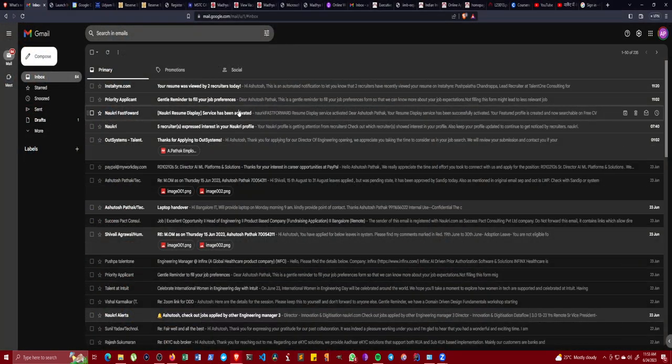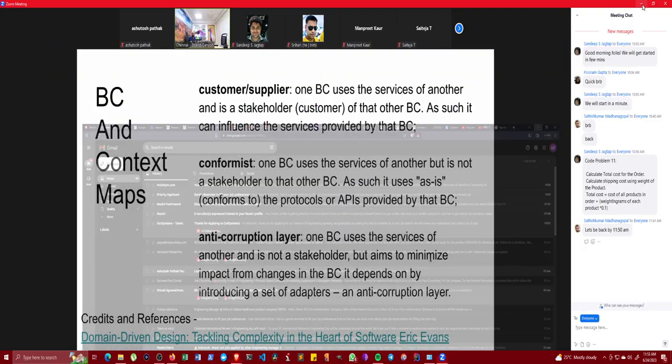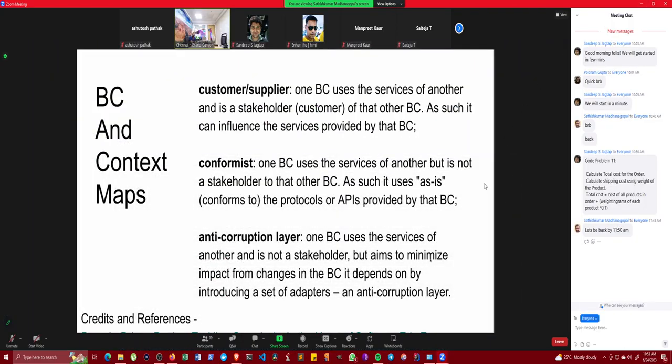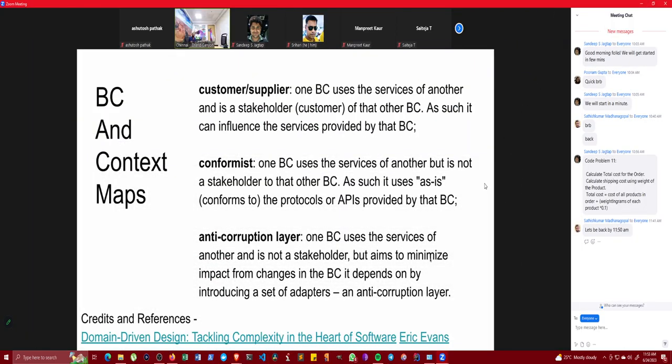And talking about relationships, between the bounded context and the context map, there are multiple possible options. One is the customer supplier relationship, where one bounded context uses the services of another. And there's also a stakeholder. What I mean is it could influence what comes into this bounded context.